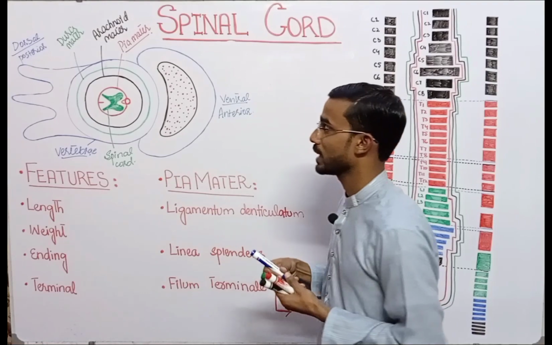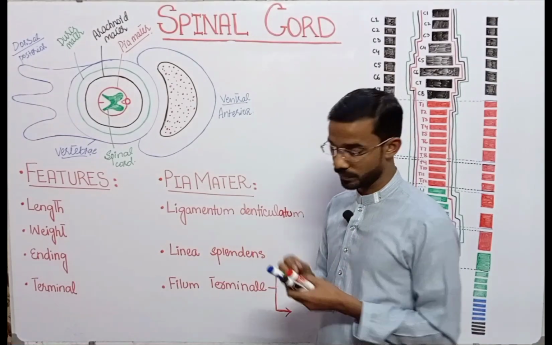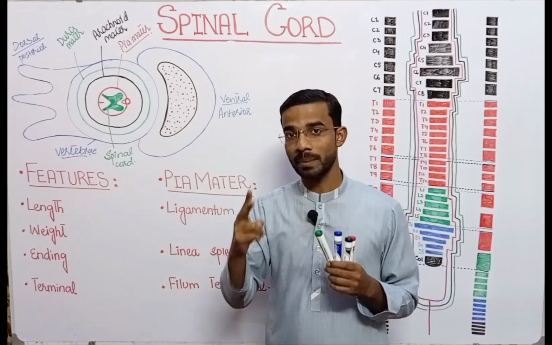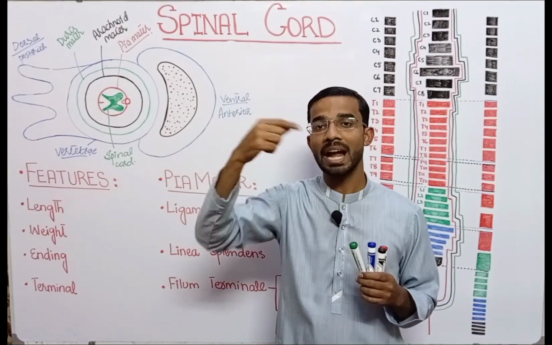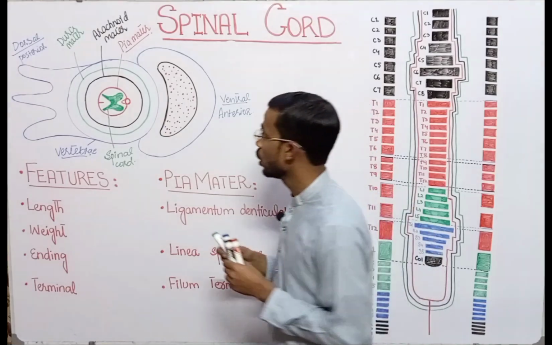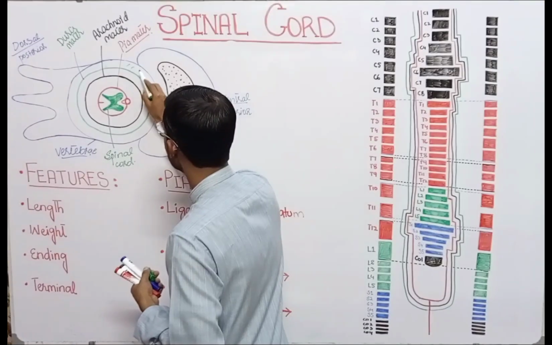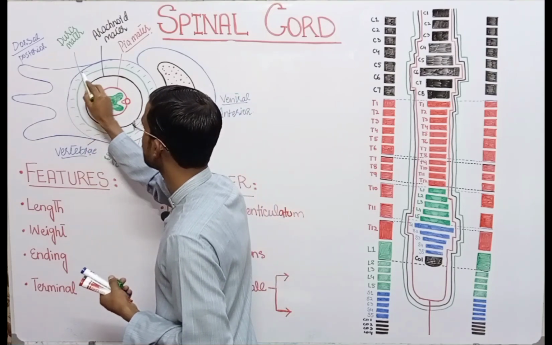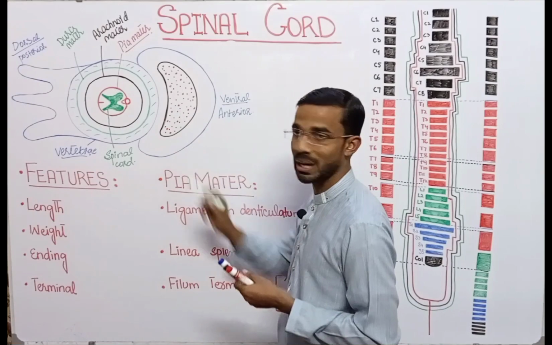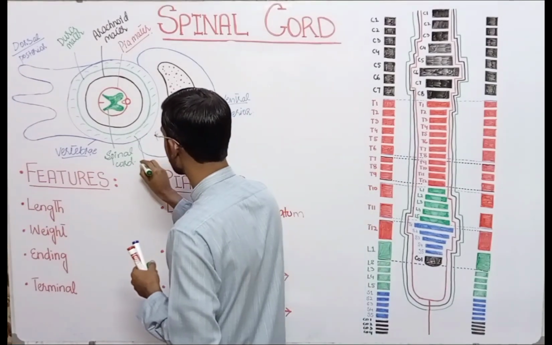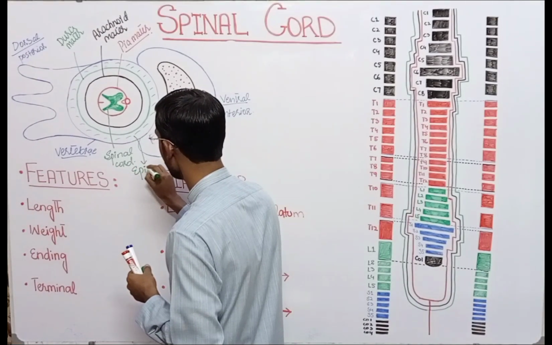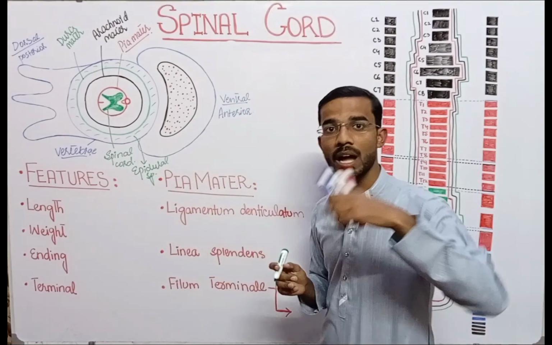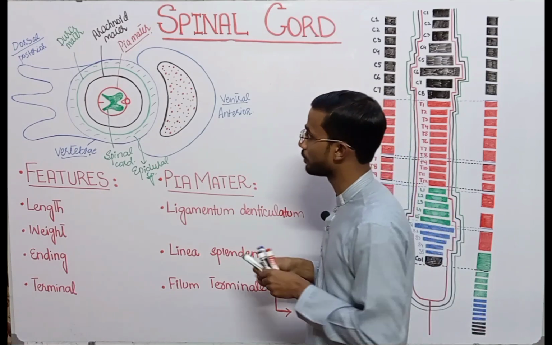Here you can see the different spaces. The outermost is the dura mater. There are two spaces, one above and one below the dura mater. The space present between the vertebra and the dura mater, above the dura mater, is called the epidural space.